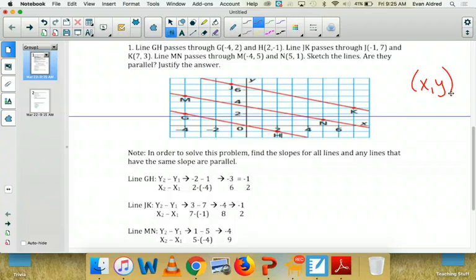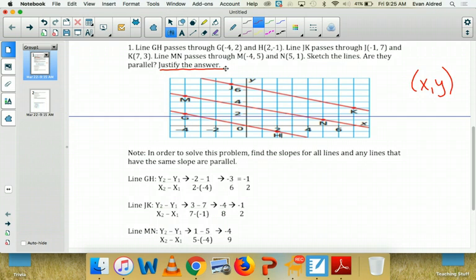Well, that's been done for you. You can see in the diagram that the lines are there and they are properly plotted. And we're asked if they're parallel or not. Well, it's important when we do this, as always with math, we have to justify our answer. So it's important to show all of your work.